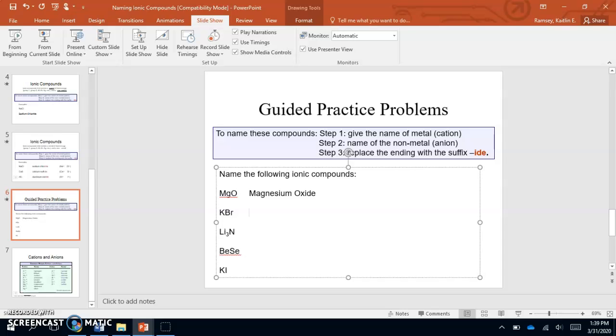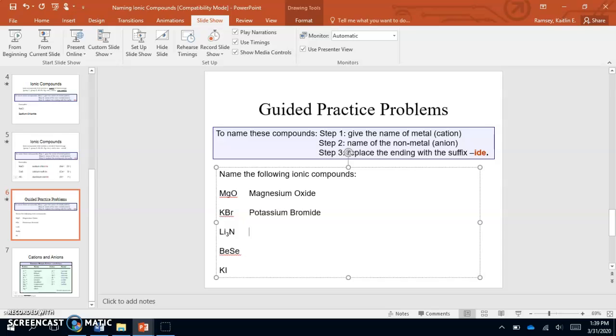Okay, so then we have KBr. Go ahead and pause the video and see if you can figure out what the name of this ionic compound is. Okay, so K, step 1, the name of the metal, K is potassium. And then the nonmetal is bromine, but we're going to drop that ending of bromine and replace it with IDE. So instead of being potassium bromine, it's going to be potassium bromide.